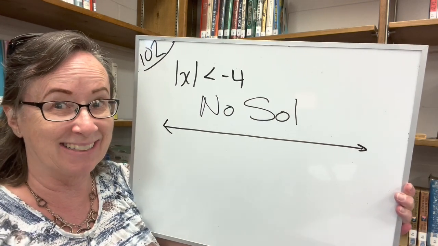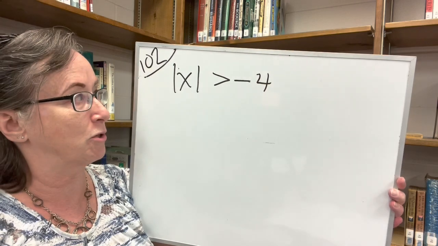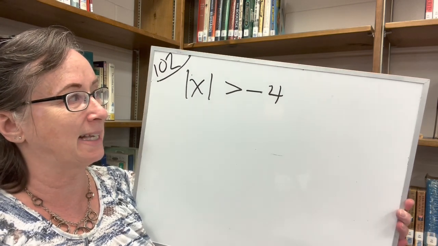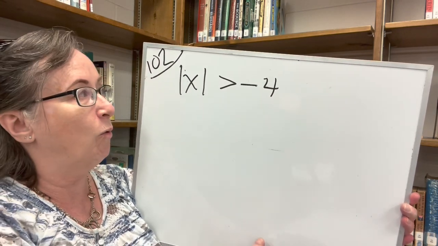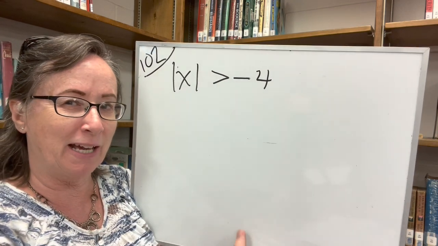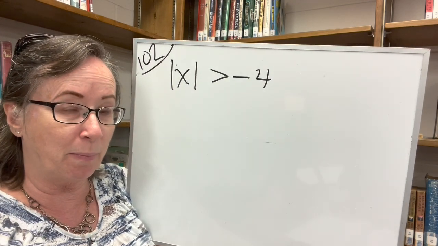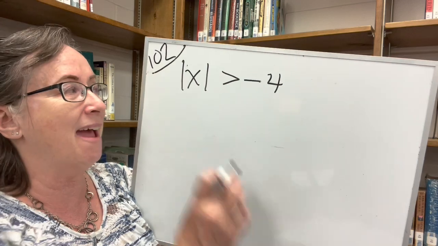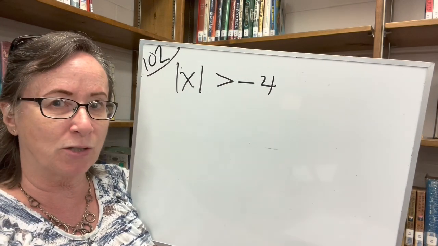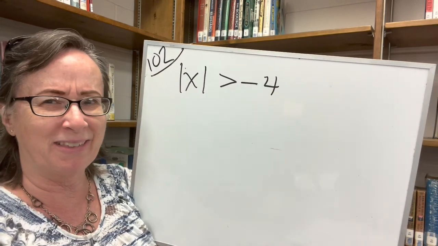Isn't that tricky? This one's also tricky. The absolute value of x is greater than a negative 4. Well, guess what? The absolute value of an x is always going to be positive or 0. Every number that is positive or 0 will be greater than a negative 4.